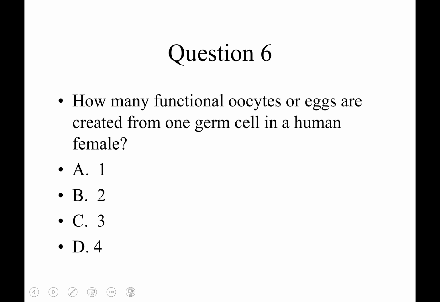Question 6. How many functional oocytes or eggs are created from 1 germ cell in a human female? Remember that in females, one germ cell ends up making one working egg and 2 or 3 polar bodies. The answer here, though, is you only get one functional egg cell.